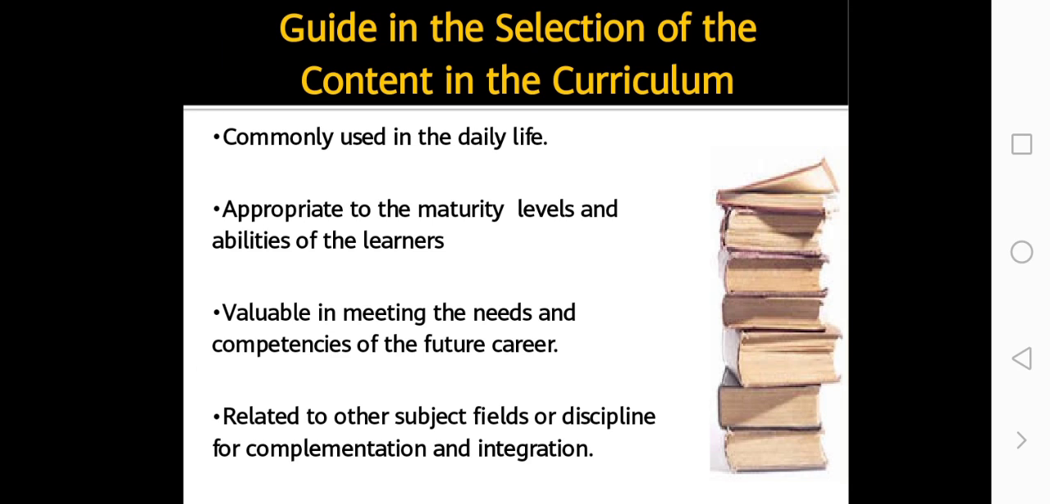The selection of the subject matter or content, aside from the seven criteria mentioned earlier, may include the following guide in the selection of the content in the curriculum. First, commonly used in the daily life. Second, appropriate to the maturity levels and abilities of the learners. Third, valuable in meeting the needs of competencies of the future. Fourth, related to other subjects, fields, or disciplines for complementation and integration. And fifth, important in the transfer of learning to other disciplines.